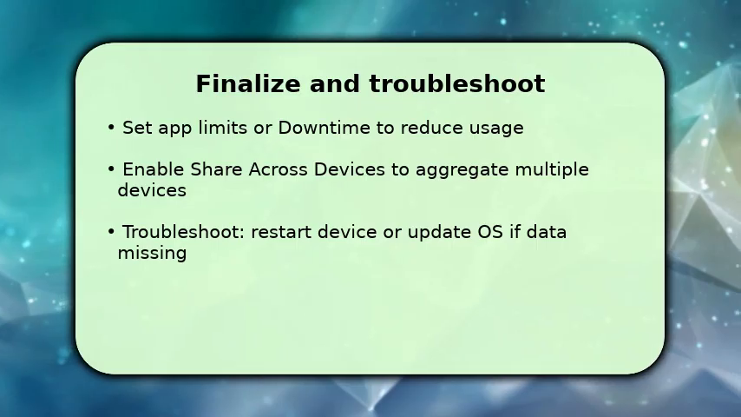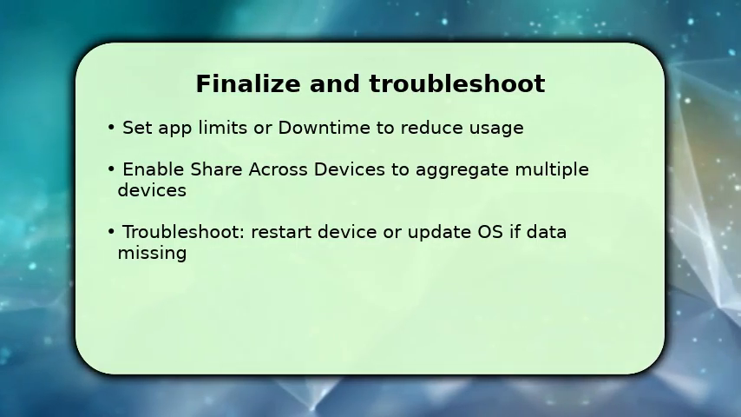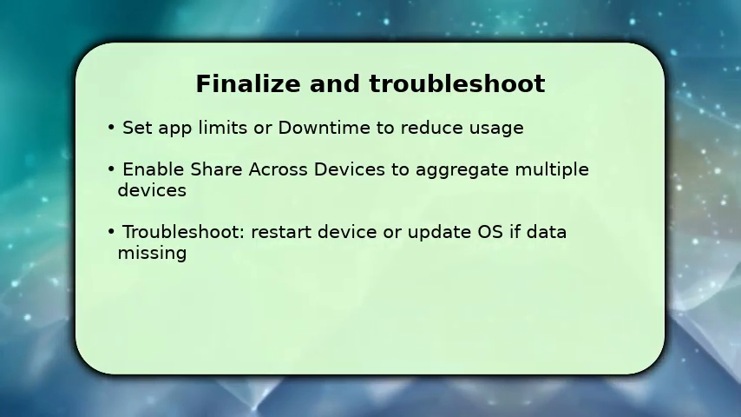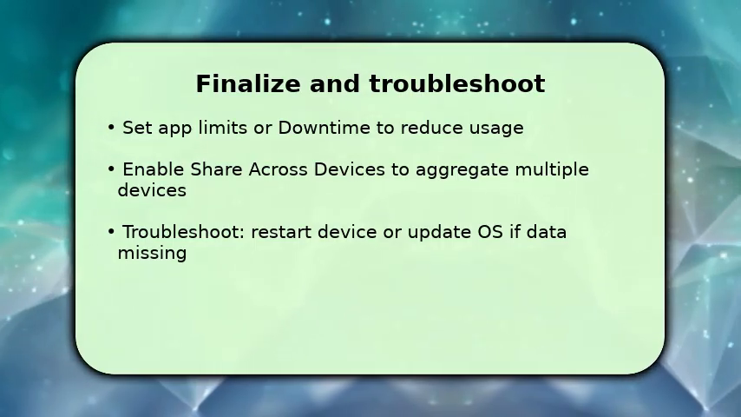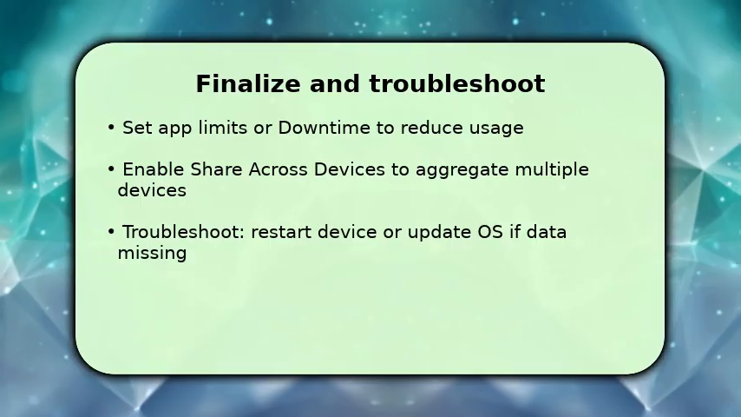If numbers seem wrong, make sure screen time is turned on and account sync is enabled. Restart the device and check for OS updates if data still fails to appear. If problems persist, sign out and back into your account. This often forces a fresh sync and restores accurate display of screen time.